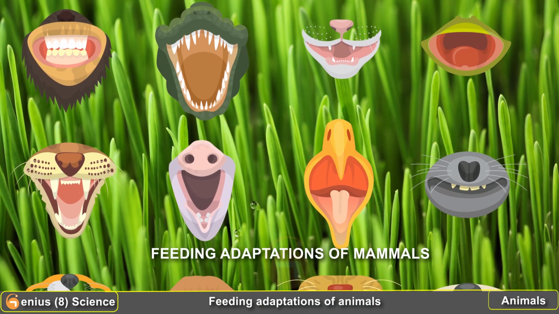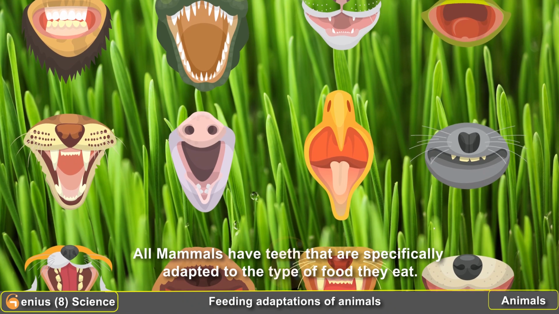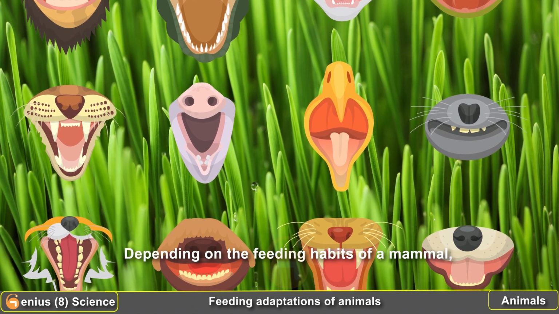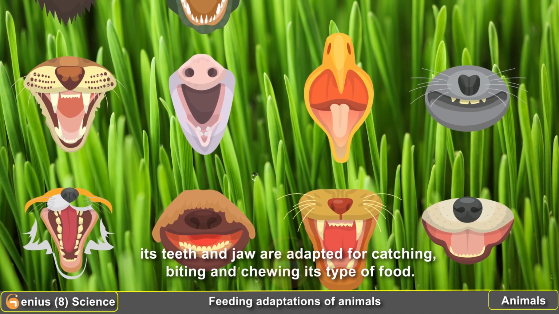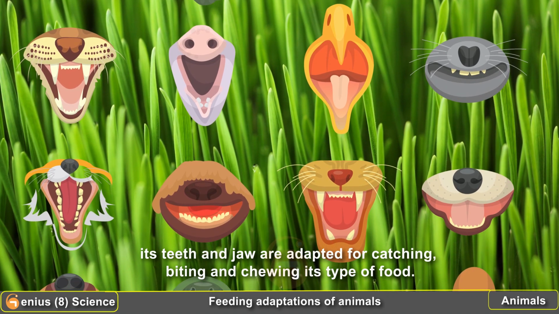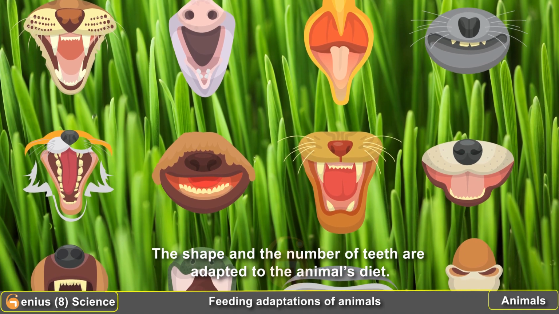Feeding adaptations of mammals. All mammals have teeth that are specifically adapted to the type of food they eat. Depending on the feeding habits of a mammal, its teeth and jaw are adapted for catching, biting, and chewing its type of food. The shape and the number of teeth are adapted to the animal's diet.